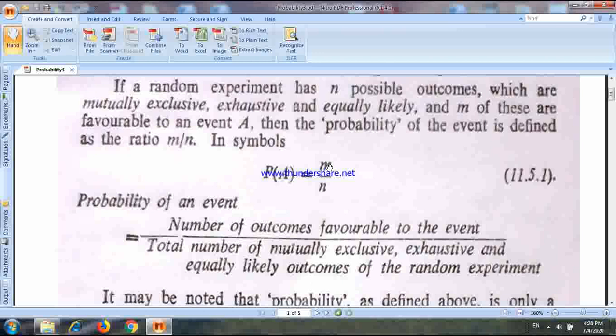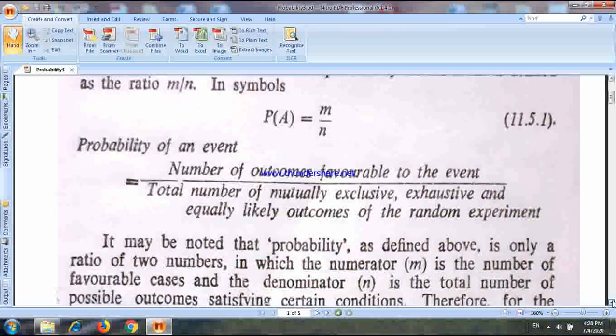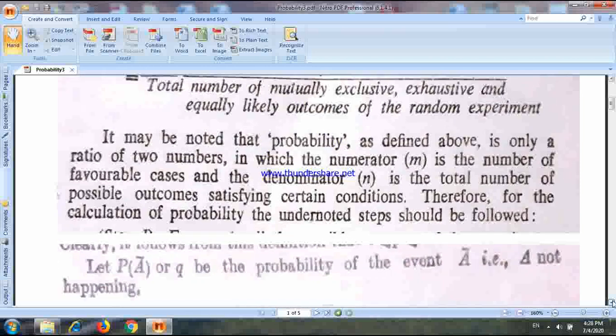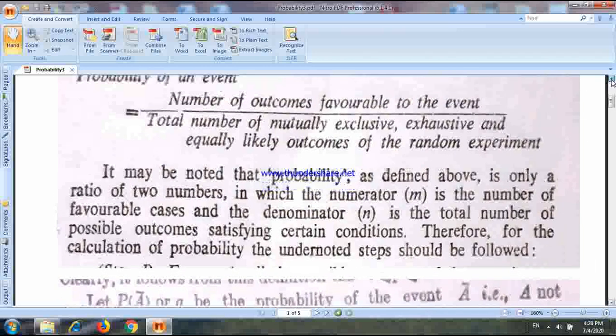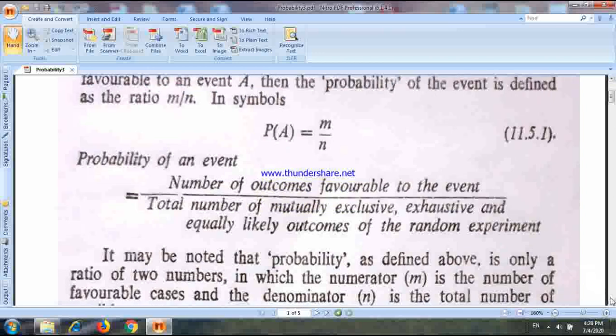When m will be 0? If none of the possible outcomes are favorable to the concerned event, and m will be equal to n if all the possibilities are favorable to the concerned event. So that means when m equals 0, the probability becomes 0. When m equals n, the probability becomes 1. So you see, the probability always lies between 0 and 1. We can express these probabilities in percentage form also.